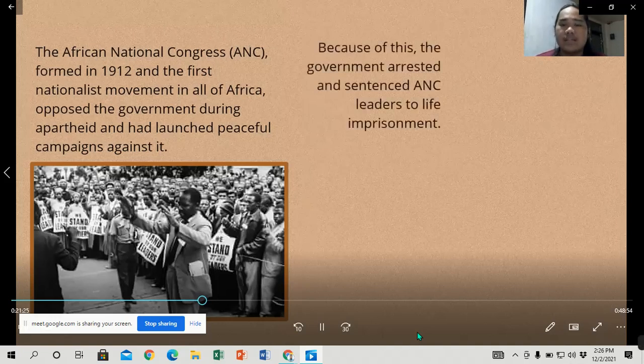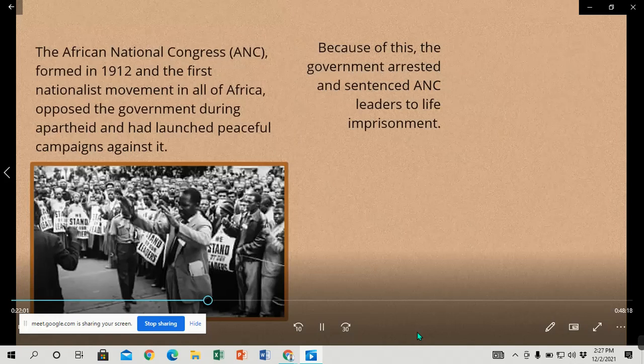So because of this, the government arrested and sentenced ANC leaders to life imprisonment. So there are many leaders, or the ones who lead this ANC, who will be put into imprisonment, especially since the white government, of course, is against their campaign, since it is against their law and against their favor. So they had to do some actions too. So this led to sentencing the ANC leaders to imprisonment.